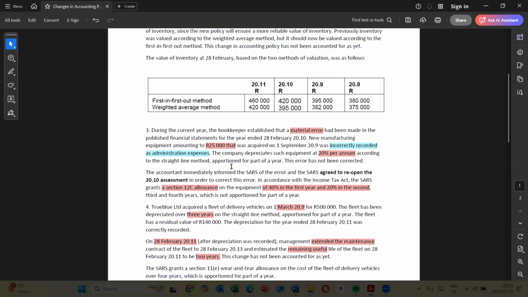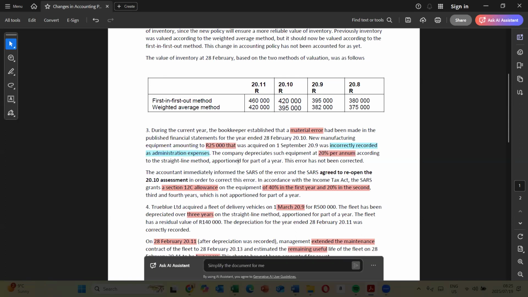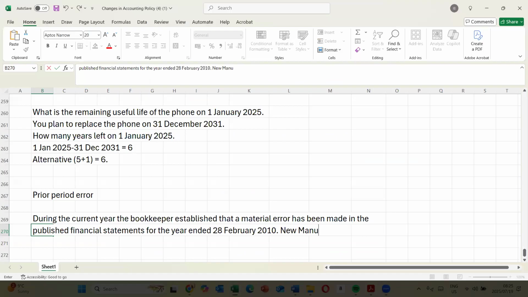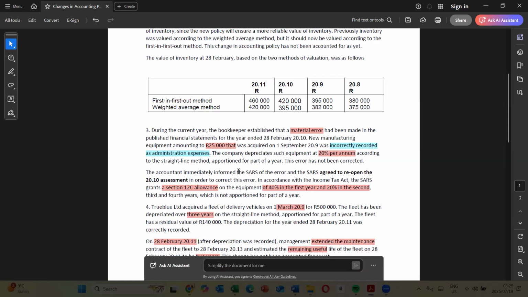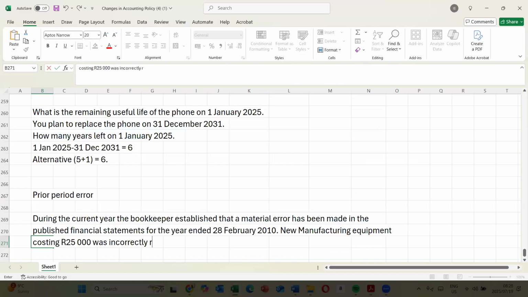And then, of course, you need to state the type of error. So new manufacturing equipment costing 25,000 was incorrectly recorded as administrative expenses. All right, it was incorrectly recorded as administrative expenses.